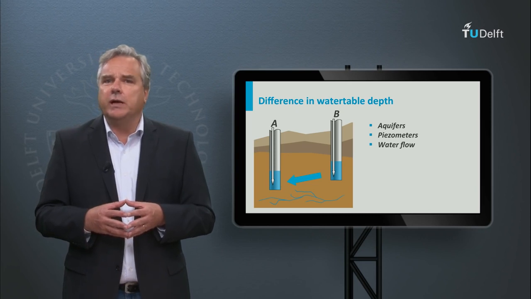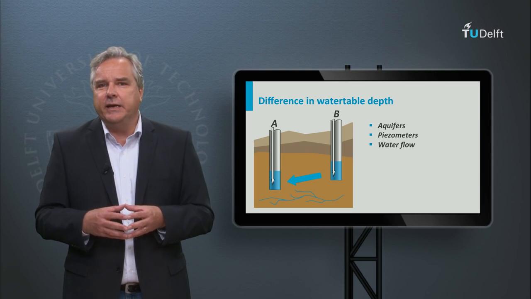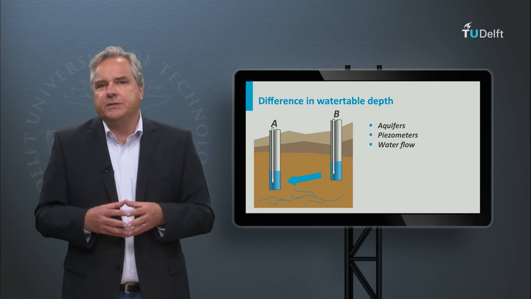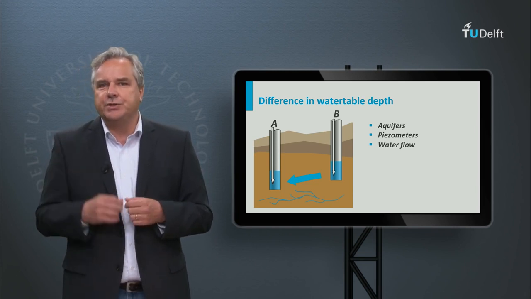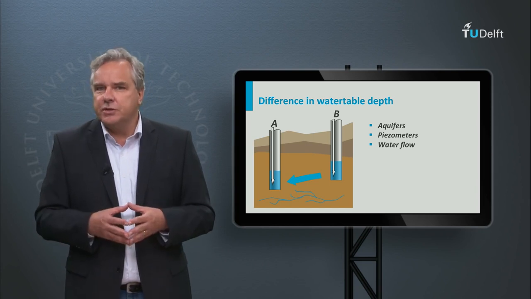So if you would dig a well at point A and a well at point B, and the water table at B is higher than at A, water would flow from B to A. The water table depth is defined as the level at which the pressure in the groundwater is equal to the atmospheric pressure. When you would go deeper into the groundwater, the pressure increases just as it does in a swimming pool.